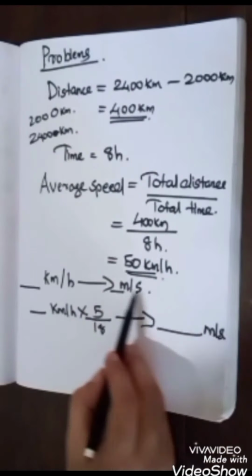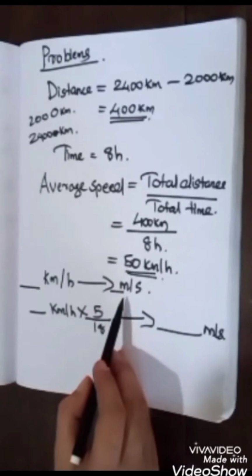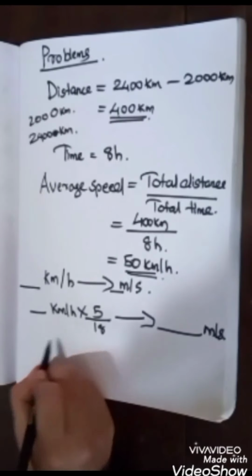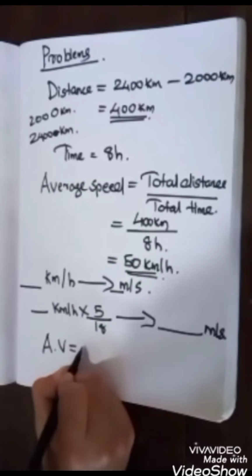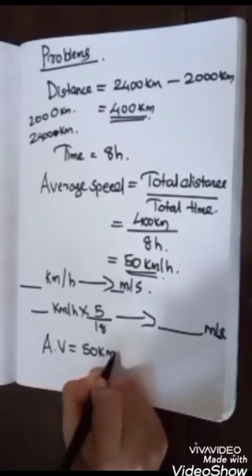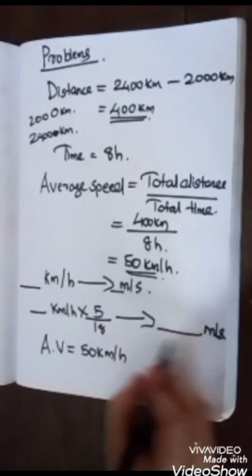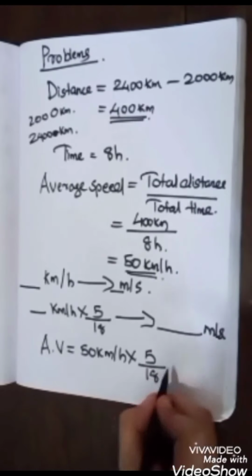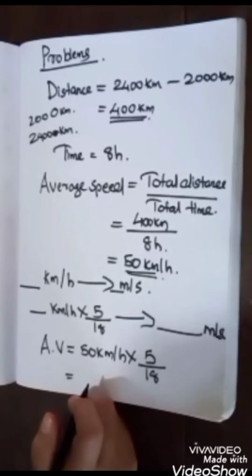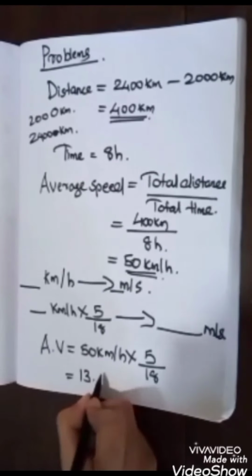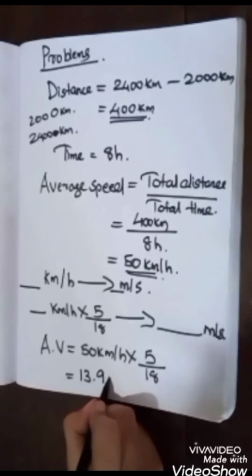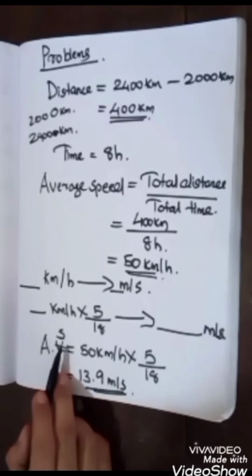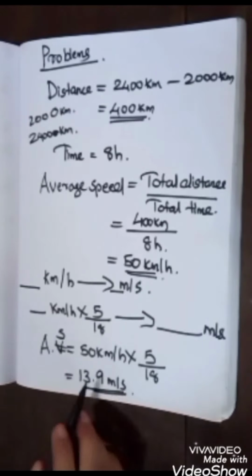So here the answer is in kilometer per hour. We have to change it into meter per second. Average speed is equal to 50 kilometer per hour, so we multiply it with 5 by 18. Then we will get approximately 13.9, and this 13.9 is in meter per second. Here we get the average speed in meter per second.